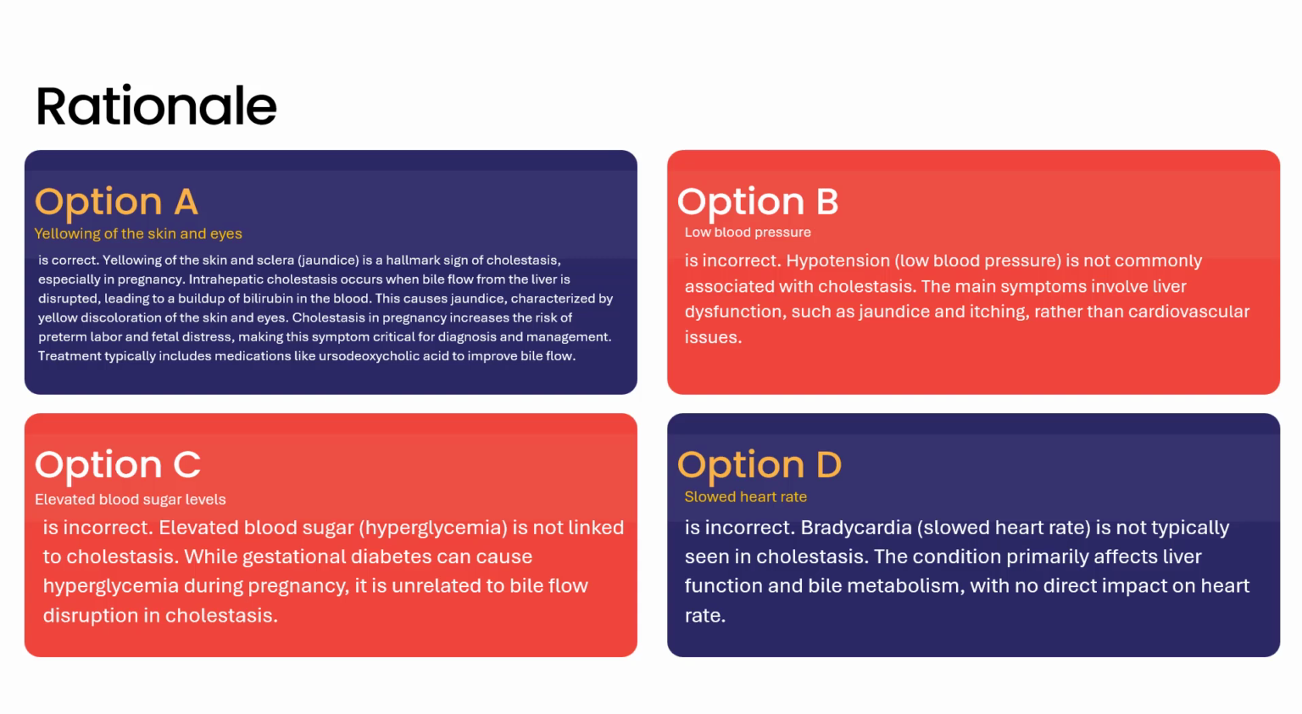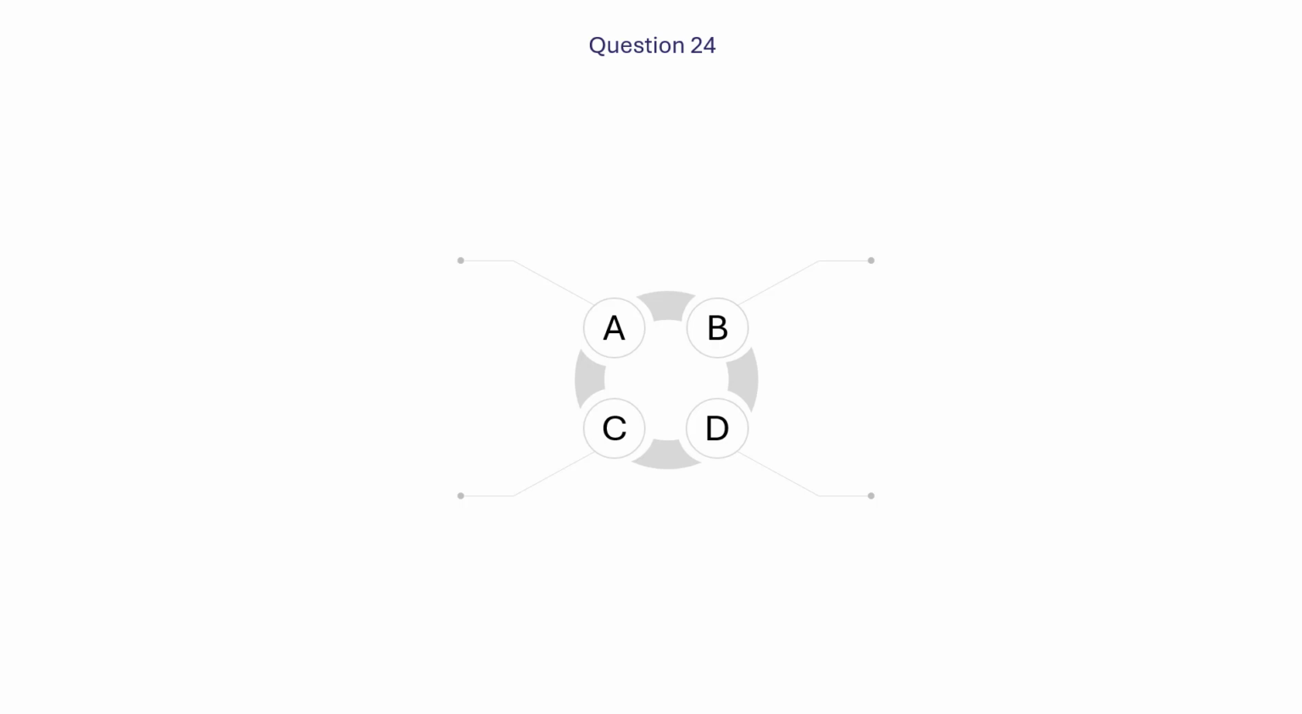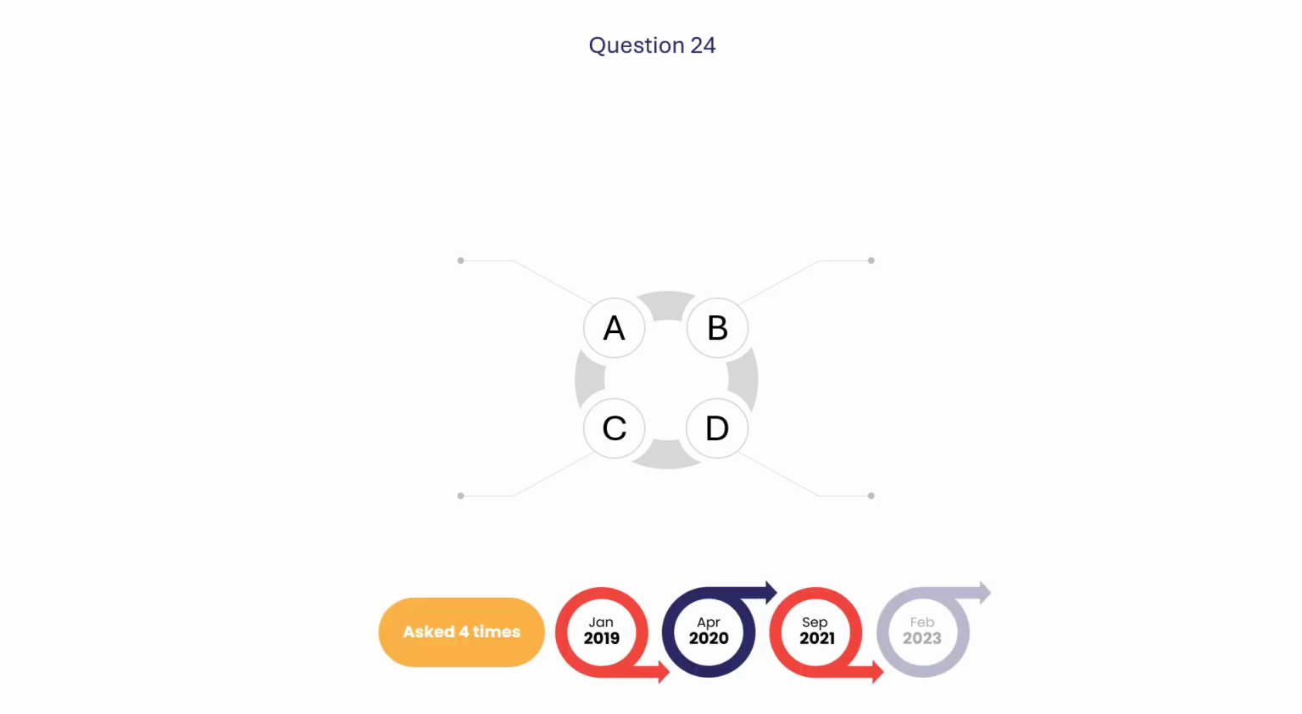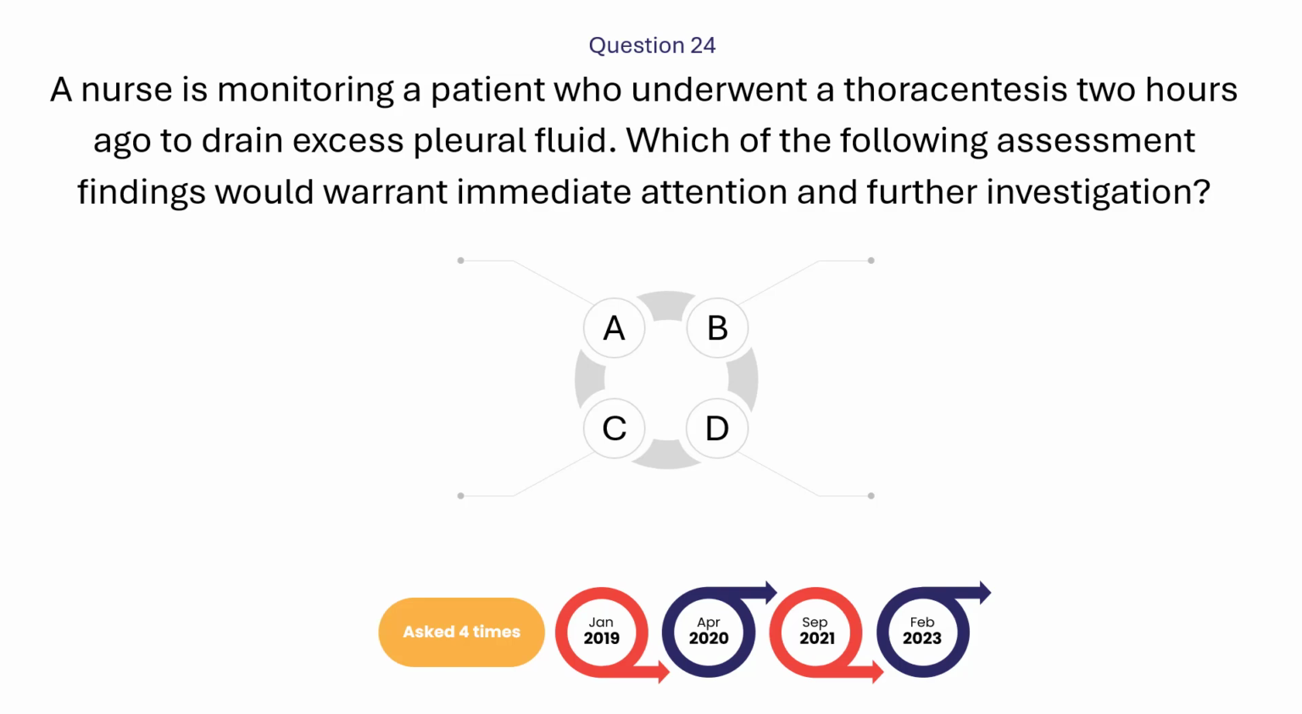Let's move to the next question. This post-procedural care question has been asked 4 times in the last 5 years and is crucial for managing post-thoracentesis complications. A nurse is monitoring a patient who underwent a thoracentesis 2 hours ago to drain excess pleural fluid. Which of the following assessment findings would warrant immediate attention and further investigation?